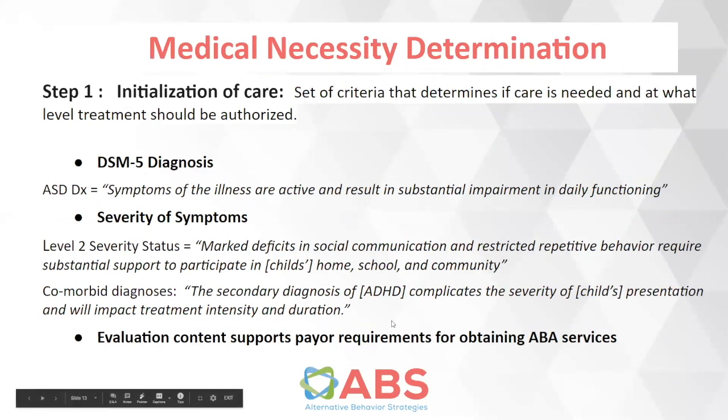Another thing to note when you're doing those severity of symptoms in terms of medical necessity is to indicate that the presence of a comorbid diagnosis is going to complicate their severity and is probably going to impact treatment intensity and duration. Another thing that you might want to do, if you have a relationship with a psychologist or have an ongoing dialogue, is to make sure that the different tests that they gave and the components of their report support the payer requirements for obtaining ABA services.